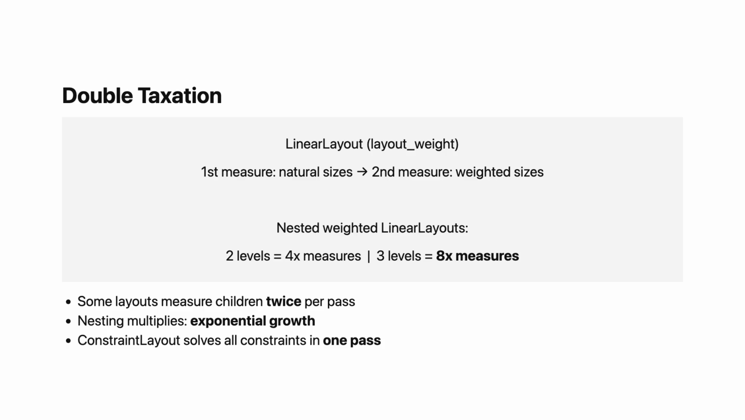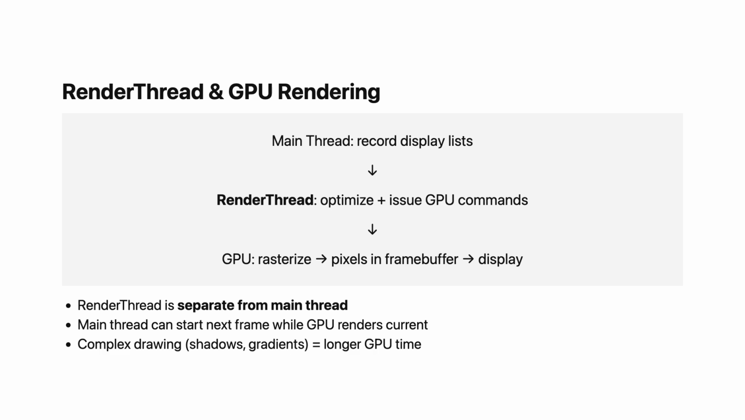Let me go deeper on what happens after the draw pass. When your views record the drawing commands into display lists, those display lists are handed to the render thread. The render thread is a separate thread, not the main thread, that is responsible for talking to the GPU. It takes the display lists, optimizes them, and issues OpenGL or Vulkan commands to the GPU. The GPU then rasterizes everything, turning those vector drawing commands into actual pixels in a frame buffer. This architecture is great for performance because the main thread can start working on the next frame while the render thread is still rendering the current one.